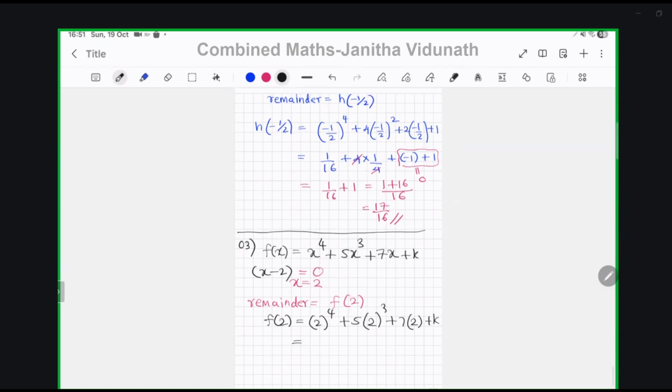From here we get 16. 2 to the power 4 means 16, plus 5 times 2 to the power 3, which means 8, plus 7 into 2 means 14, plus k. From here we get 16 plus 5 times 8 means 40, plus 14 plus k.